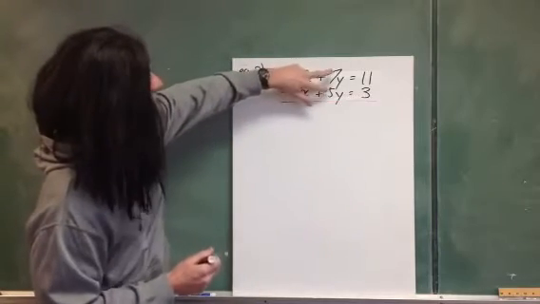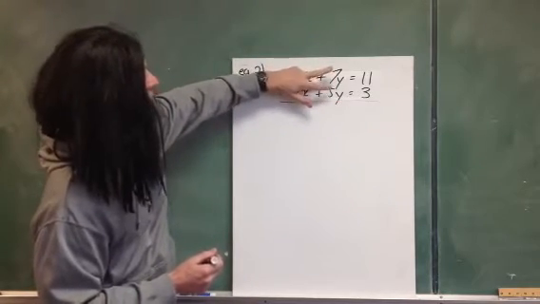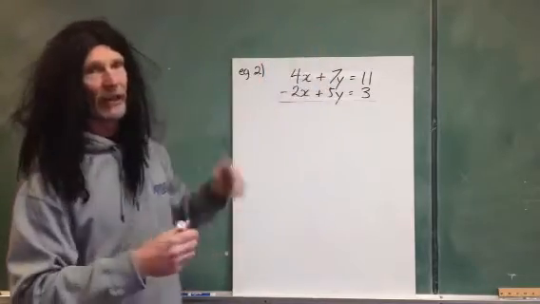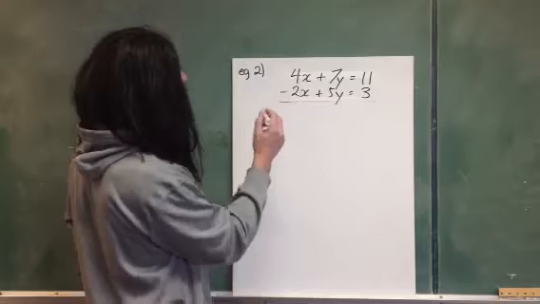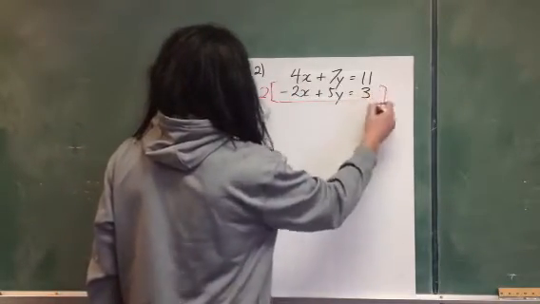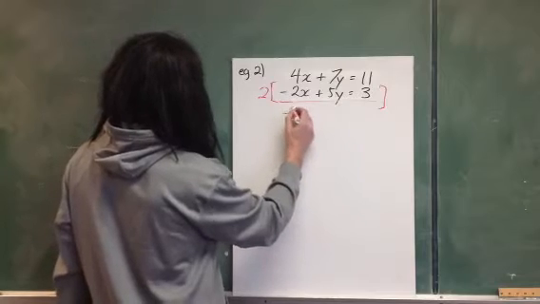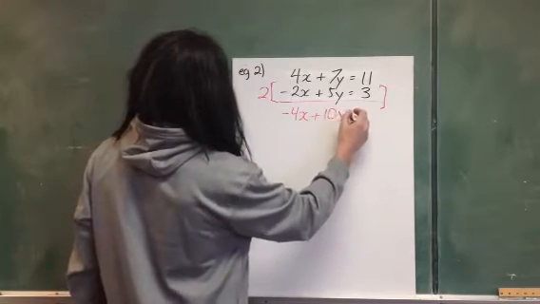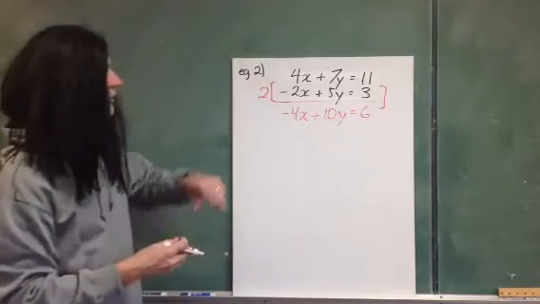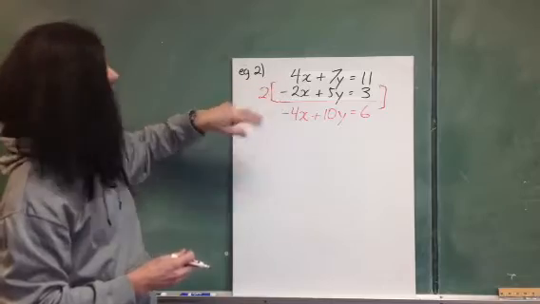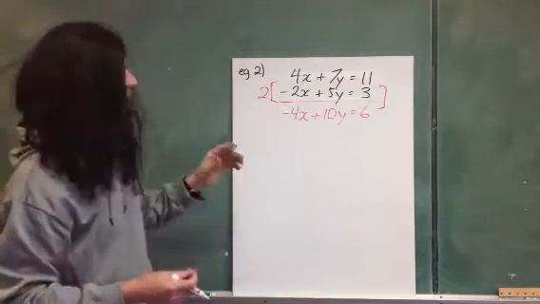If I wanted to change my y's, I would end up having to make it so I had 35 y's here and 35 y's here so that I could either add or subtract them. So I'm going to double everything in this equation here. That would leave me negative 4x plus 10y's equals 6. These two equations would be collinear if I graph them. They're the same line. So all my solutions are going to be the same.